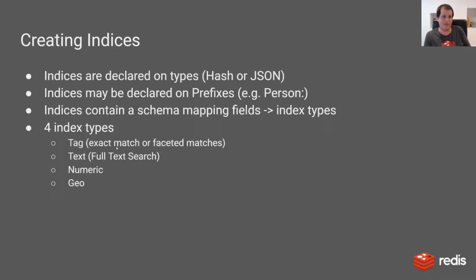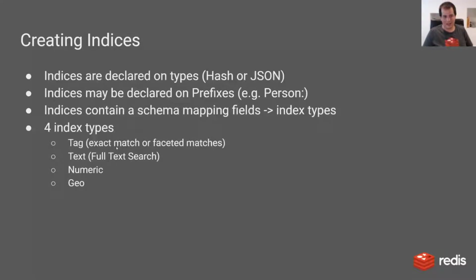Creating an index in Redis search basically is just declaring the type that you're storing everything in. You can either store the data for your indexes in hashes or JSON, so either of those data structures that we referred to earlier. Indices can be declared on prefixes, so you don't have to index everything. For example, I just want to declare all of my person: prefixed keys as in that index.